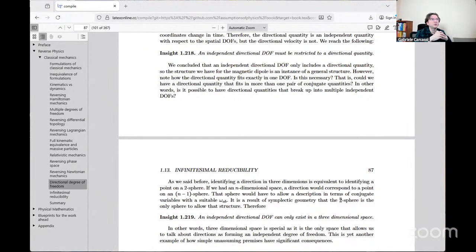The relationship between the fact that a directional quantity is sort of two angles and therefore in 3D, and the fact that the positions are paired into three elements, is because you are able to create directional quantities out of these triples.